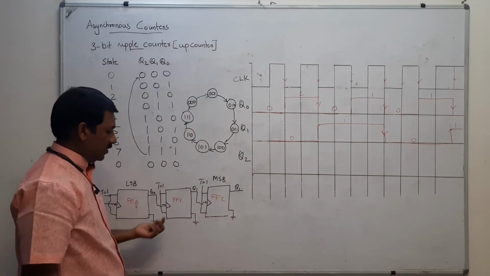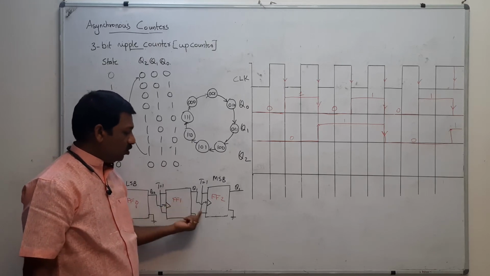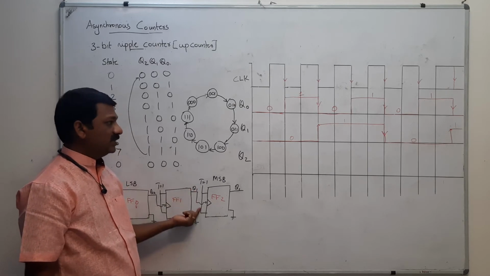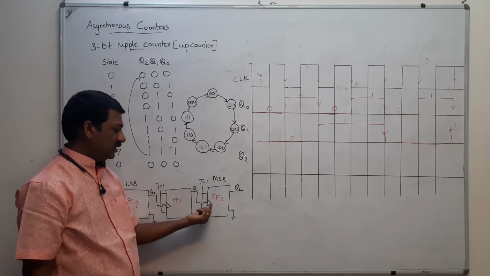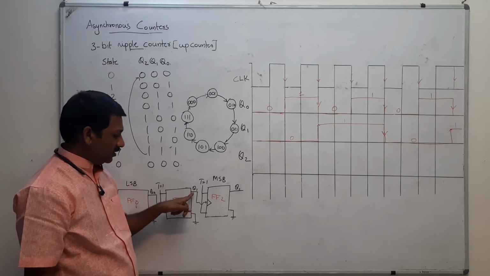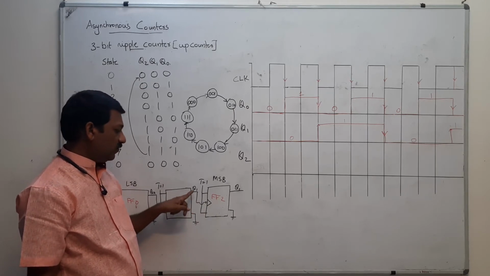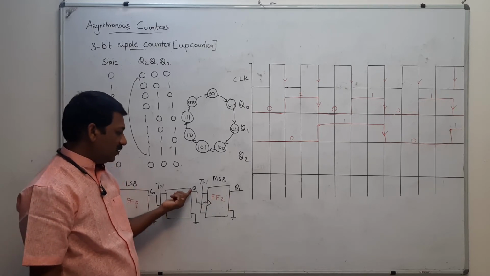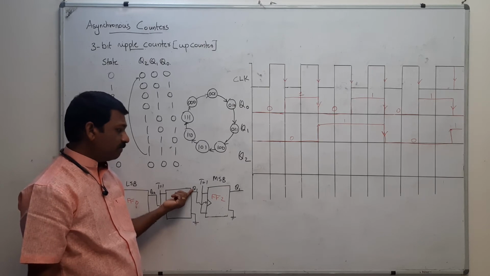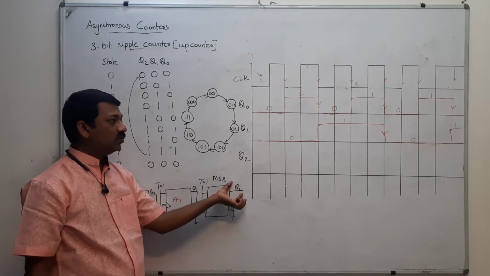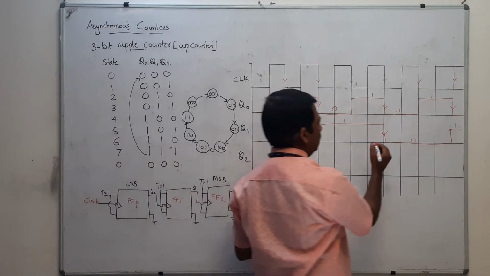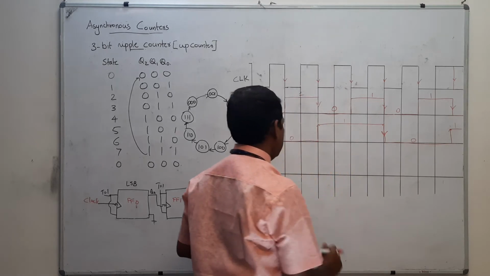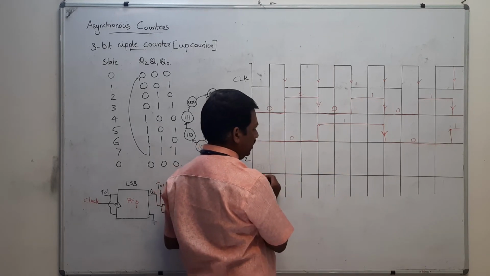And see here, Q1 is given as the clock input of flip flop 2. As this is a negative edge triggered flip flop, whenever there is a state change from 1 to 0 for this Q1, then this Q2 will be changed. That means whenever Q1 changes from 1 to 0, this Q2 is complemented. Here in this figure, we have only one transition from 1 to 0 for this Q1.